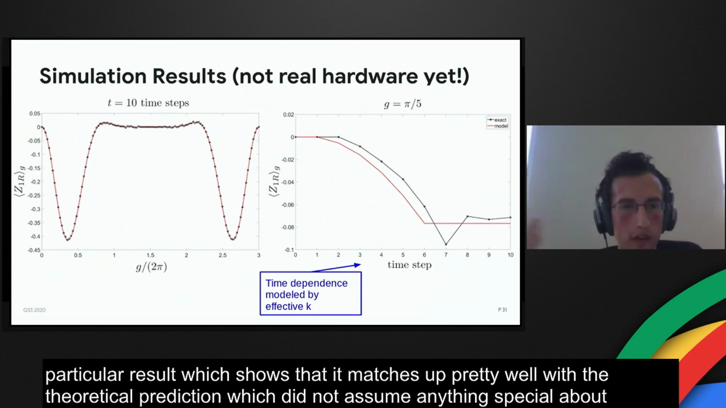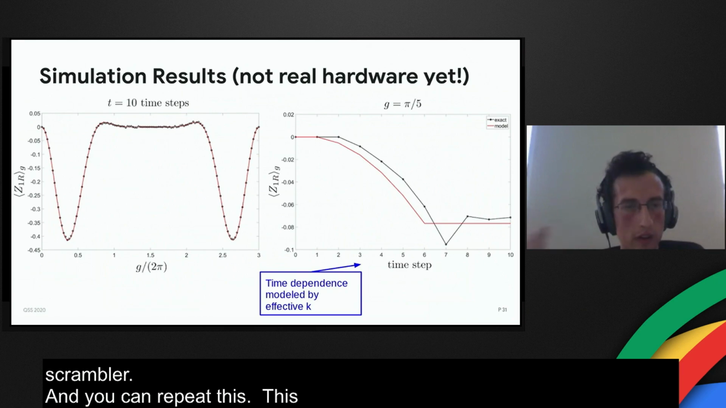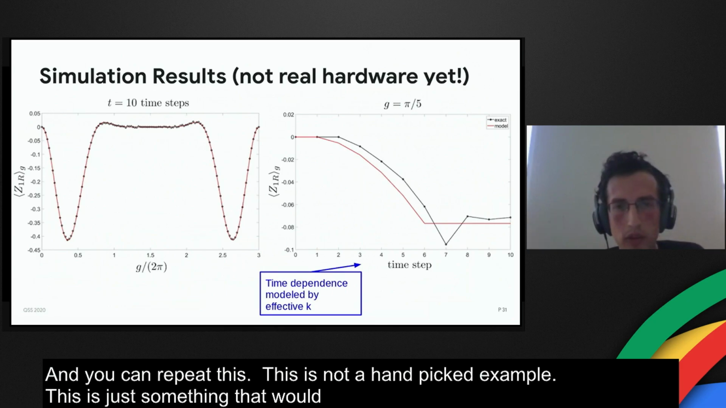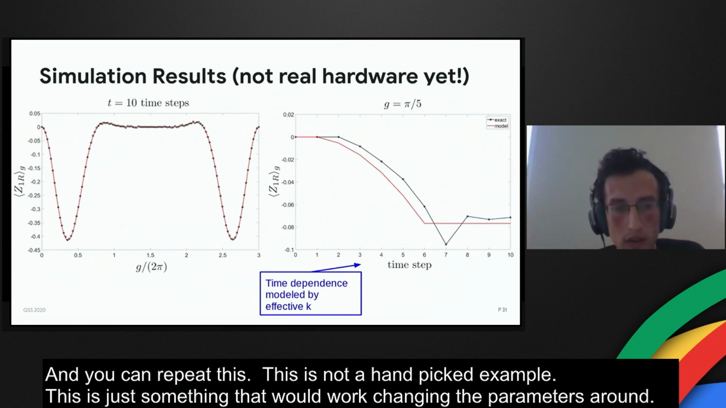And you can repeat this. This is not a hand-picked example. This is something that would work changing the parameters around, changing around the scrambling unitary. It always works pretty well.